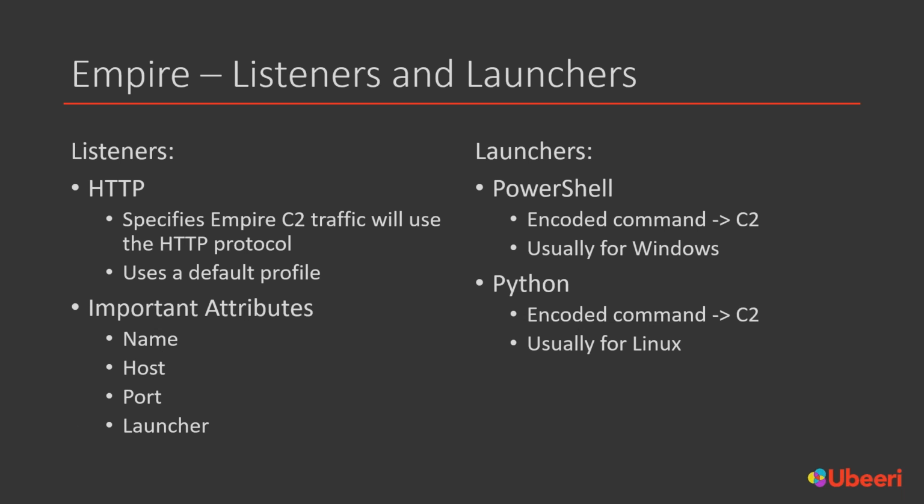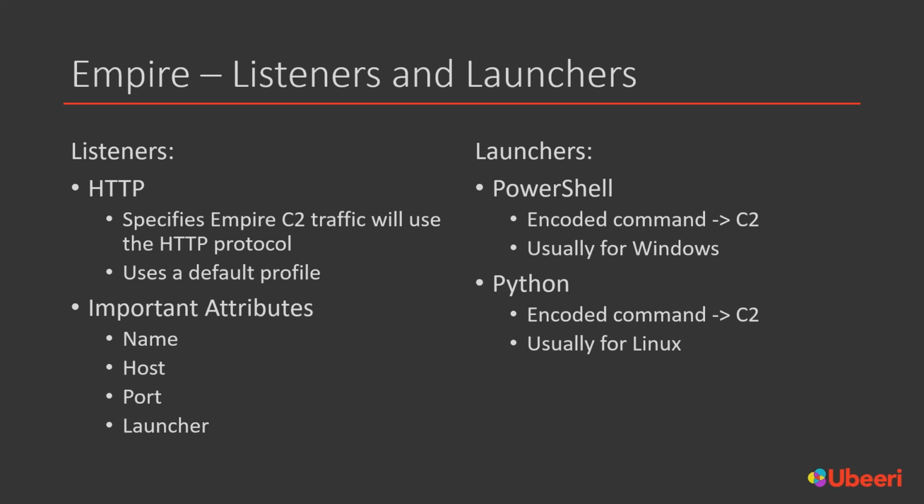The first thing we're going to talk about here are listeners and launchers. So these are pretty closely related, but a listener, we're going to specifically talk about the HTTP listener today because some of the other listeners, it's just a bit more complex. So for simplicity and time, we're going to use HTTP today. But the HTTP listener will specify the protocol that the Empire C2 traffic is going to use. And like I mentioned, it has that default Empire profile. So you can do a lot with it to change that.